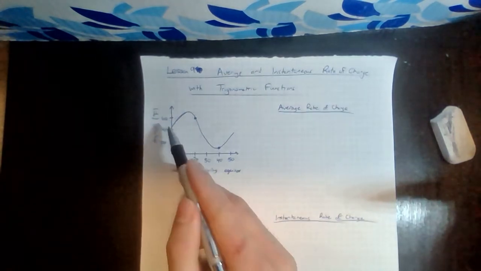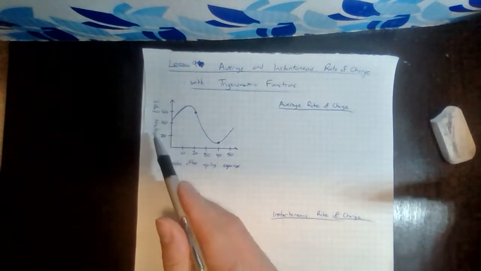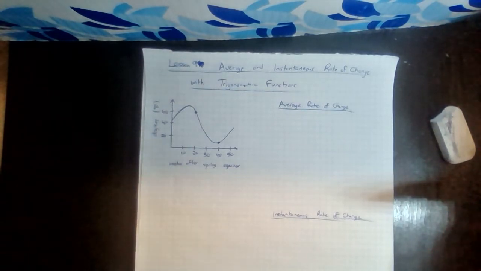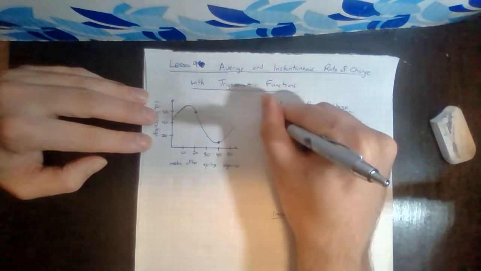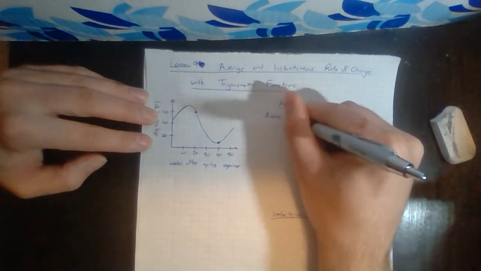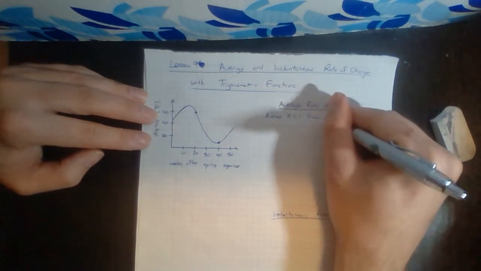We have this function here, which is relating how many weeks after the spring equinox to the temperature in degrees Fahrenheit. I guess there's no actual question specifically asking for us to check, but we're going to see what is the average rate of change from 20 to 40 weeks.